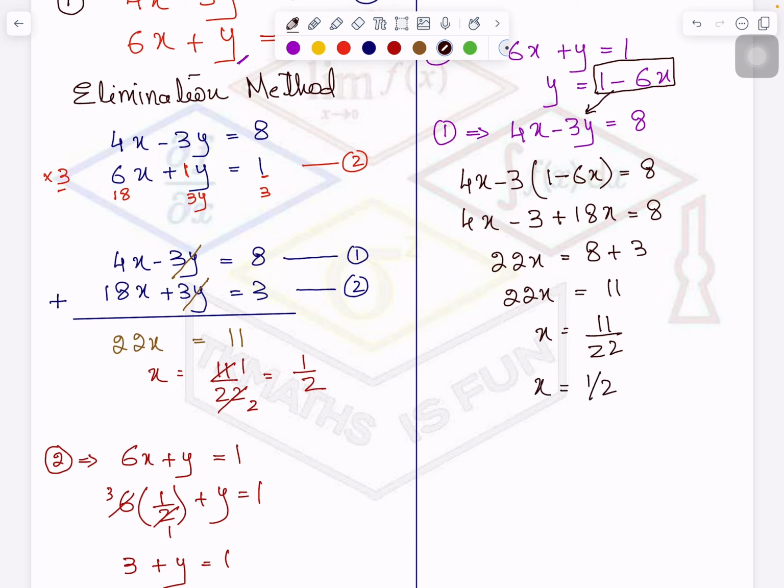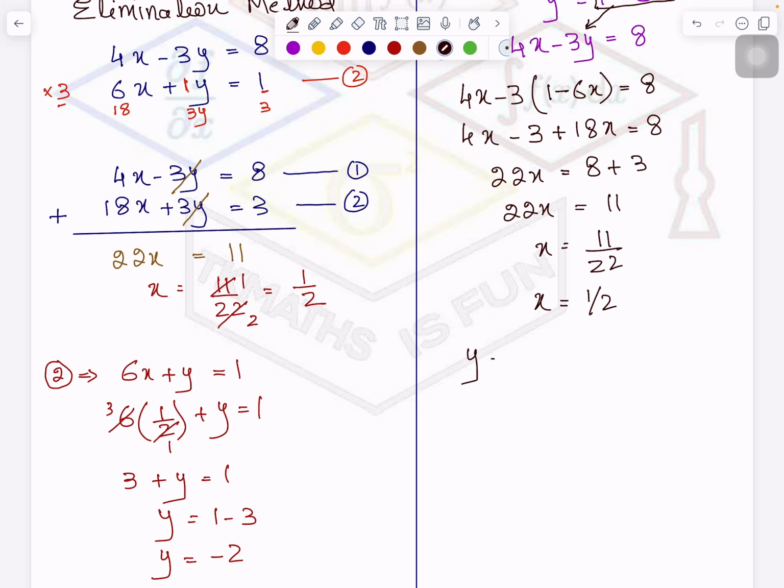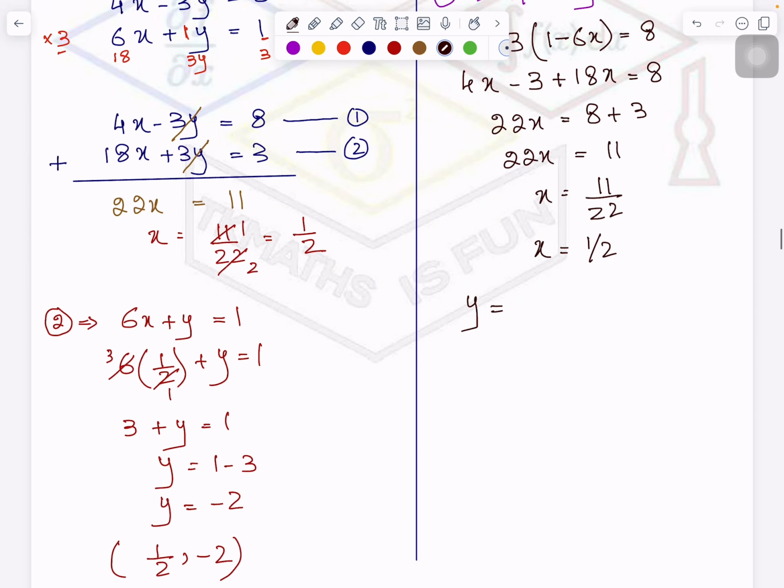Getting the same value. Now I have to find the value of y. Your choice. You can plug into equation 1, 2 or here. I'm going to substitute it here. So y is equal to 1 minus 6x. I will substitute the value of x in place of this because 6x means 6 is multiplying by x. You know algebraically what it means. So 6 times half is what? 3. So you will get minus 2. So I got the same answer.